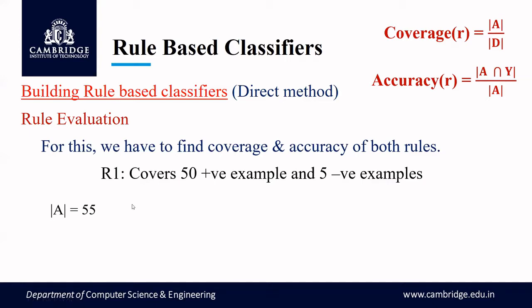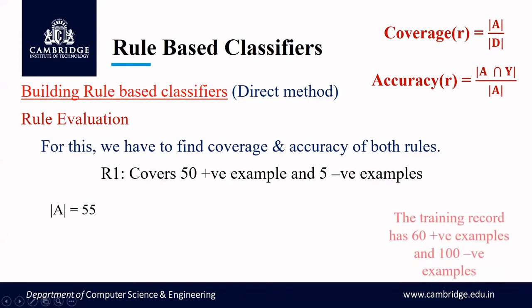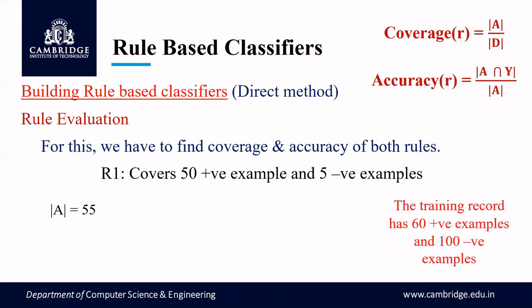Okay. So next, what will be |D|? |D| is the total number of records present, which is nothing but 60 positive and 100 negative. So in total it is 160. Now we have to find |A ∩ y|.